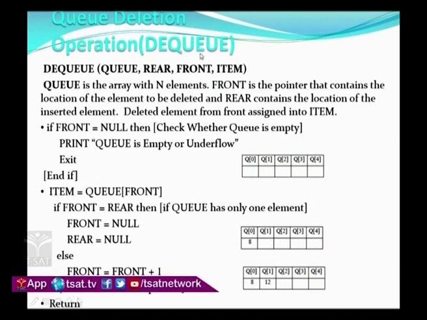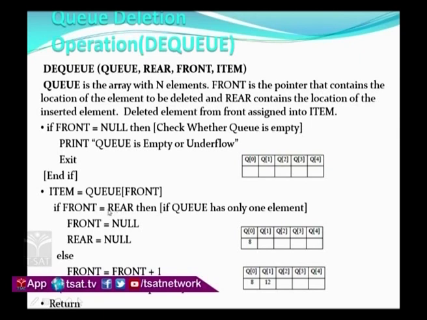Coming to the DQ operation, it also takes the arguments queue, rear, front, and item. First it checks whether the queue is empty. If front equal to none, the queue is empty, there is no element in the queue. Otherwise, item equal to queue of front, so the front item is stored into this item, whatever element is at the front position. Now that item is removed. In the case where there is only one element, front and rear are the same.